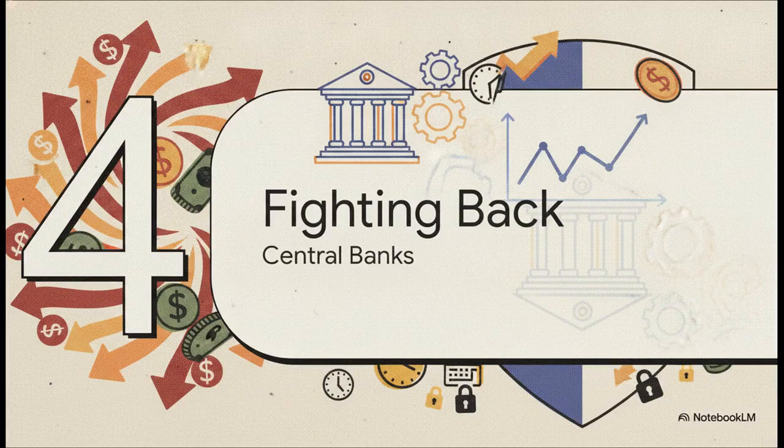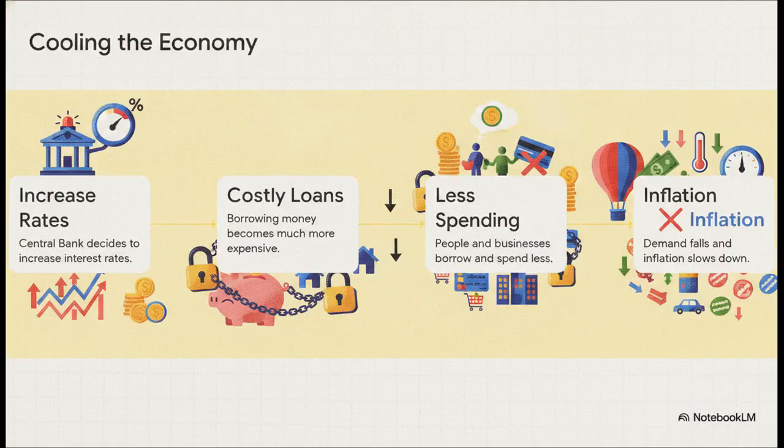Section 4. Fighting back. Let's look at the role of central banks. When high inflation threatens to completely destabilize an economy, most nations rely on their central bank to step in as sort of the financial police. Their primary mandate is to keep inflation tightly controlled, and the main tool they use to do this is the federal interest rate. Let's walk through this engineered cooling process step by step.